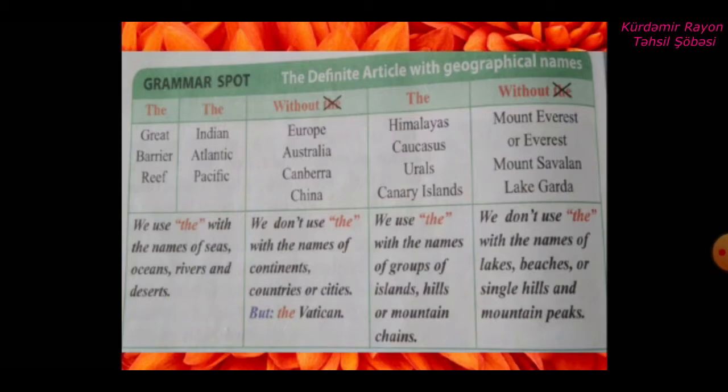Then we use the with the names of groups of islands, hills, or mountain chains. The Himalayas, the Caucasus, and etc. But we don't use them with the names of lakes, beaches, or single hills and mountain peaks. We say Mount Everest or just Everest, Lake Garda. But when we don't use the word lake, then we can use the article the. We can say the Baikal, but not Lake Baikal.